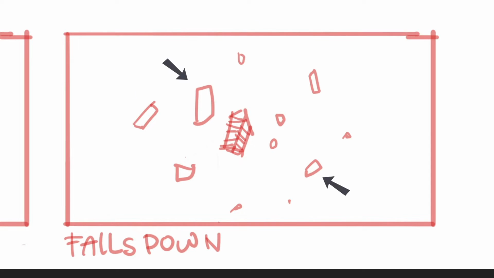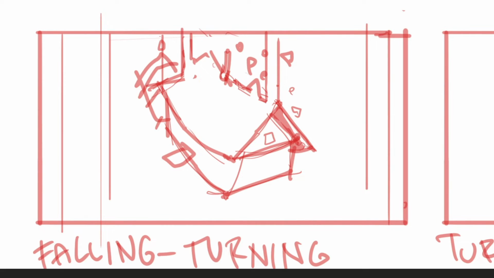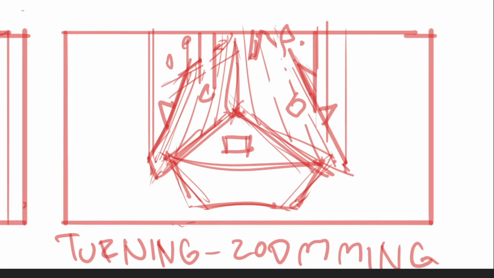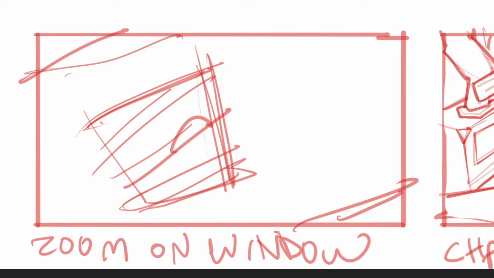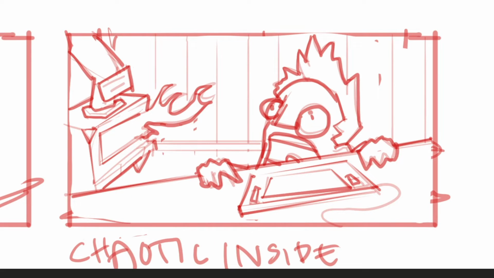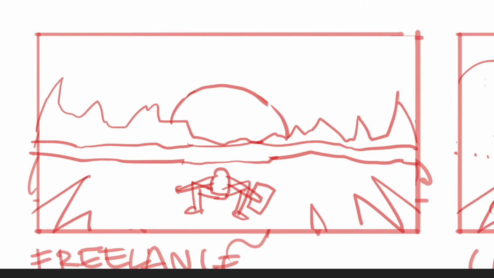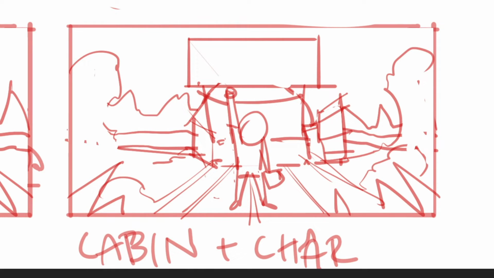and bricks from the roof falling all over the place. Camera cuts into a front view with the cabin spinning towards the camera and quick zoom into the window showing a kind of chaotic environment inside, and then ending on the ground where both cabin and character lands on the ground with this little area here showing the logo.